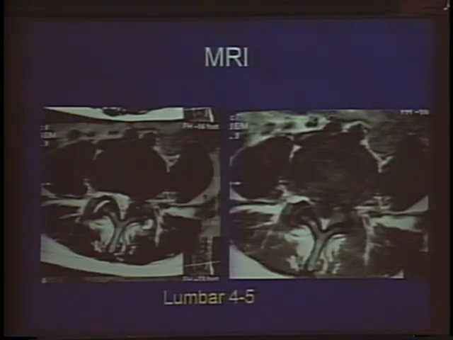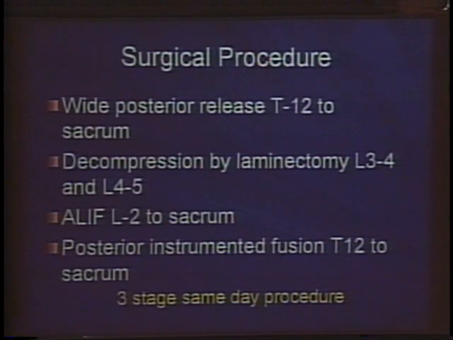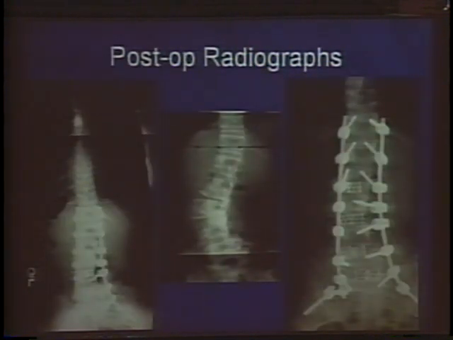So after a discussion of the risks and benefits and pros and cons of surgery, she elected to have a surgical procedure. And this was the Ponte procedure, T12 to the sacrum, decompression by laminectomy at the stenotic levels, anterior fusion L2 to the sacrum, and posterior T12 to the sacrum, done in three stages, same day.